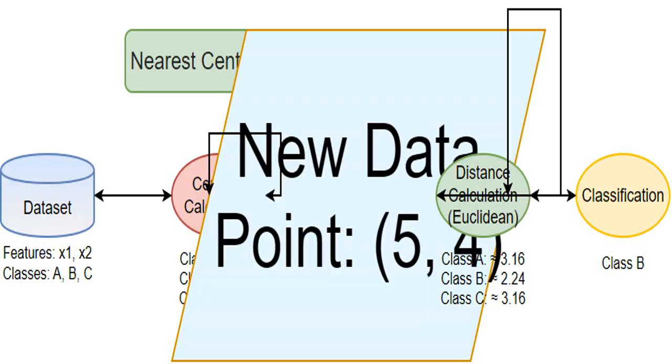This is the new data point that we need to classify. It has two features, x1 equals 5 and x2 equals 4. The NearestCentroid classifier will determine which of the three classes this point is closest to.